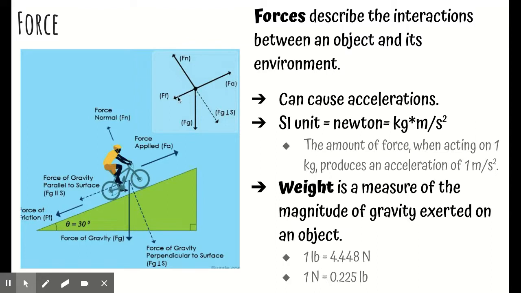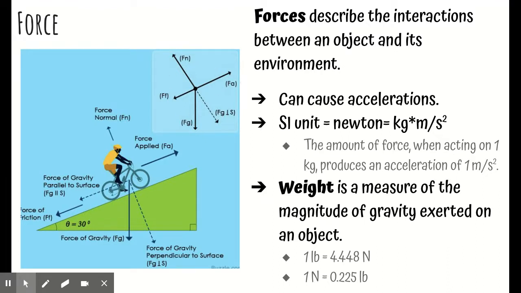So the force of friction is less than the applied force, which makes sense, right? Because if the force of friction was greater than the applied force, this guy would not be moving forward. The normal force is equal to gravity, which we'll talk about a little bit more. And then you have your gravity perpendicular to the surface versus just the regular force of gravity, which we'll get into. But this is a good example of how you would start thinking about drawing a force diagram.